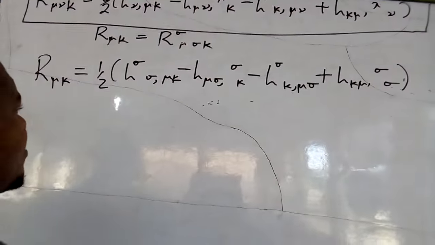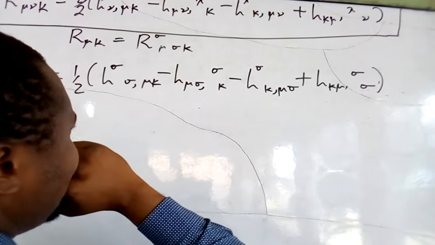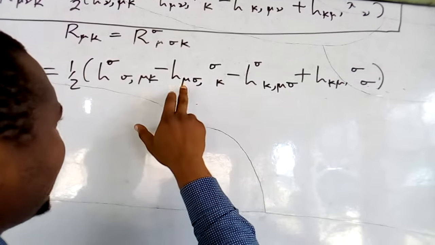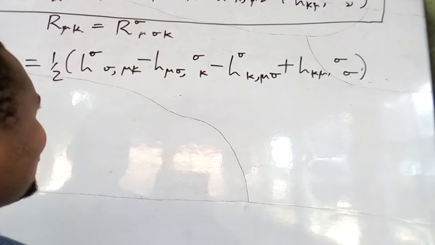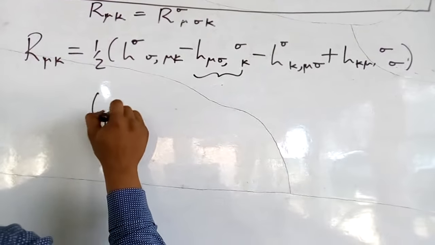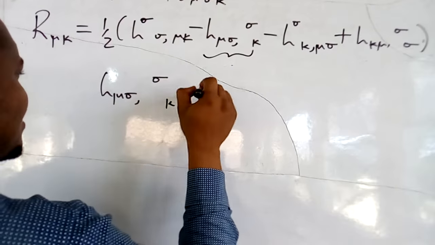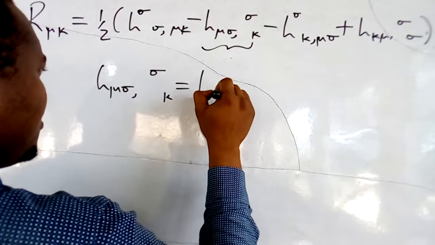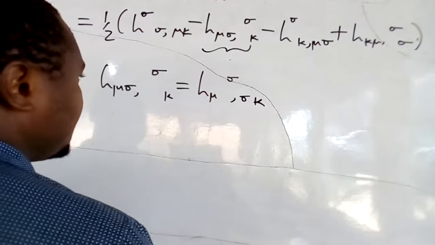Of course, in that case, let me see, I can decide, for instance, to combine these two in a way that, well, one can decide to write this term as h mu sigma, comma sigma kappa. Remember, this is the same thing as h mu sigma on top, comma sigma kappa.